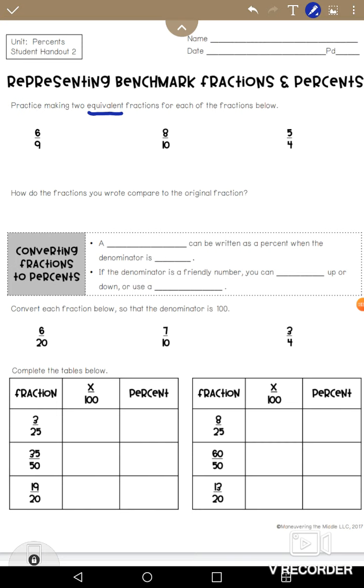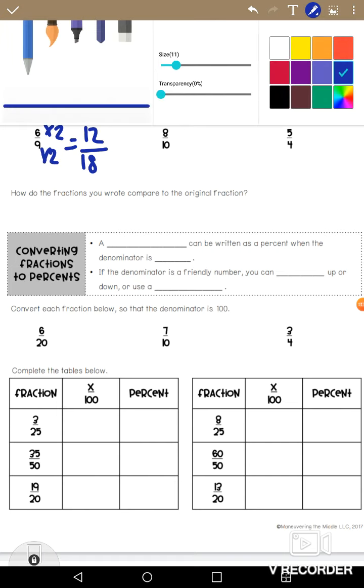I'm going to go ahead and just do times 2. What I do to the top, I have to do to the bottom. So 6 times 2 is 12, and 9 times 2 is 18. 6/9 is equal to 12/18. It said to make two of them, so let's make another one.